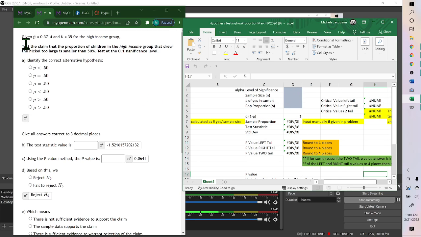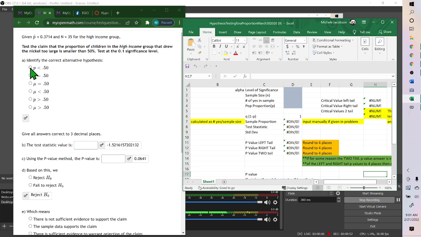So if we see, given proportion 0.3714 and n, which is our sample size, is 35 for the high income group. Test the claim that the proportion of children in the high income group that drew the nickel too large is smaller than 50%. So we're testing less than 50. Indicate the correct alternative hypothesis. Well, smaller than 50 would be less than 0.5.